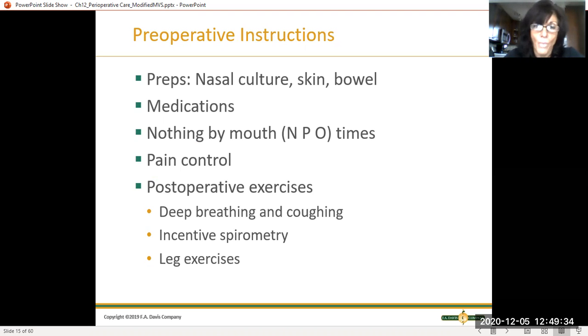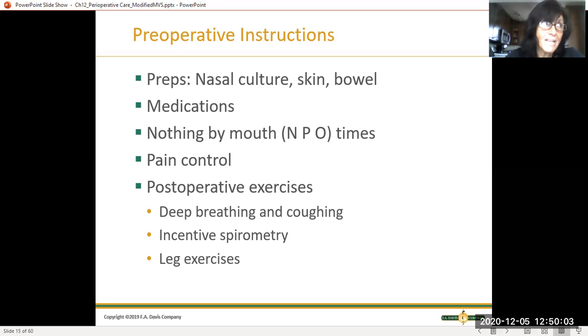Are they NPO? If a patient is having general anesthesia, they are going to be NPO, nothing by mouth. But how long? Is it 10 hours, 12 hours, 6 hours, 8 hours, right? And have they indeed been NPO? What are we going to do about their pain, right? Are they going to have a PCA pump postoperatively? There are many, many questions that need to be answered as far as how we're going to manage postoperative pain.